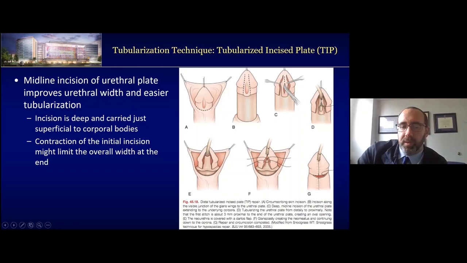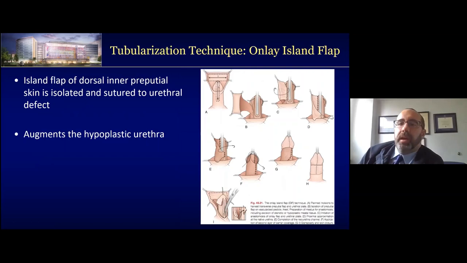So this is an island inlay flap. This is a little bit different in terms of the theory behind this. What you see here on this illustration on the right is a schematic where you have a rectangle in the inner prepucial skin here. And then on the penis itself, on the ventral aspect, a parallel incision, similar to what you have for the TIP repair.